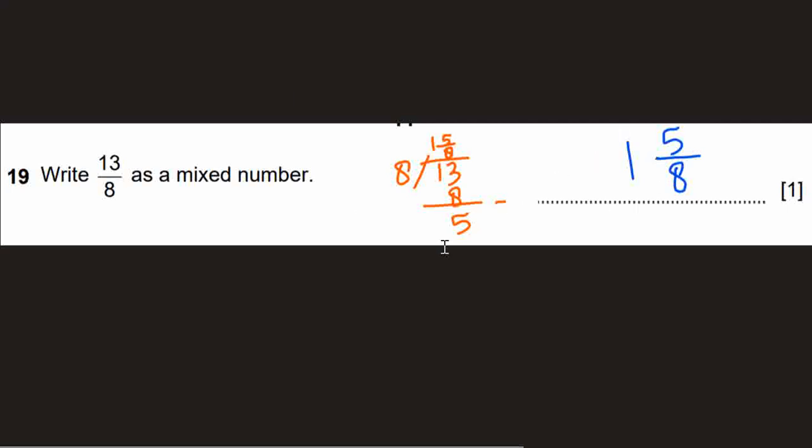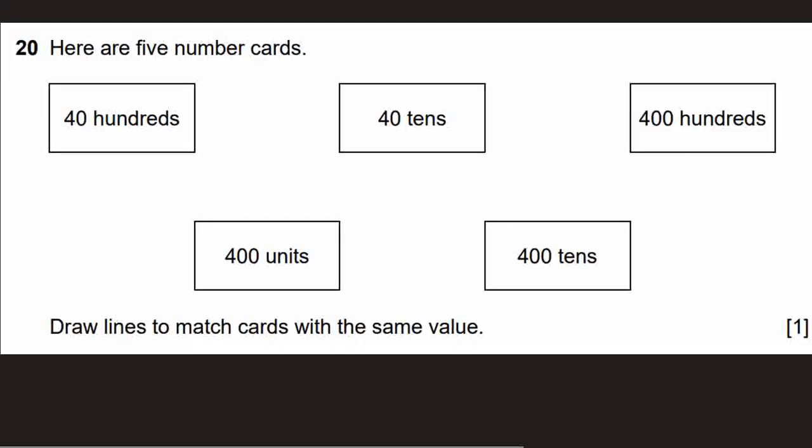Here's the answers and explanation. Question 20. Here are 5 number cards: 1, 2, 3, 4, 5. Draw lines to match cards with the same value. One minute from now.